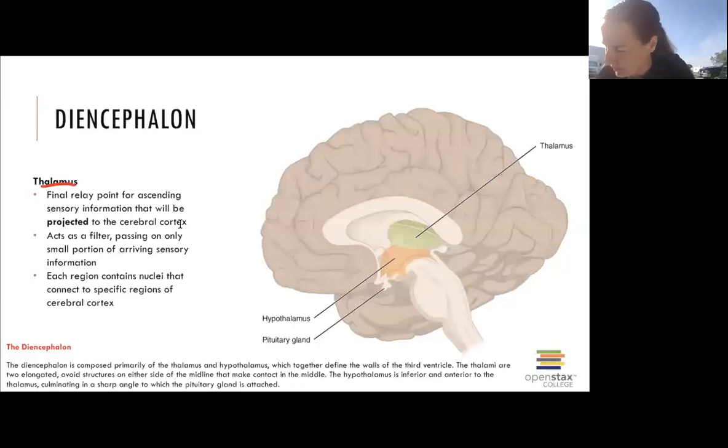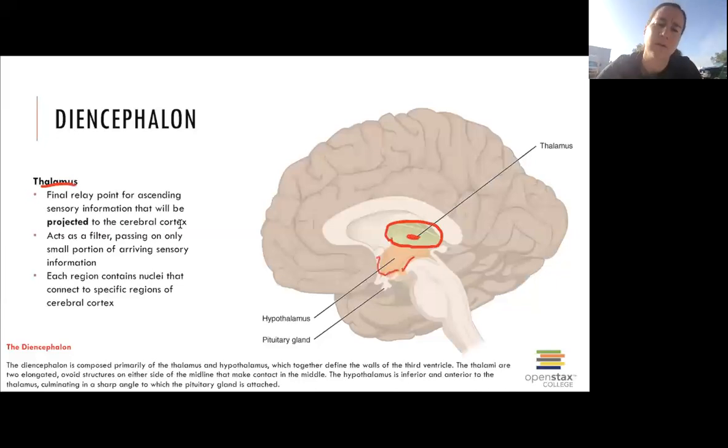Here's our thalamus in green, and it looks like the eye of the rooster. It is, again, the gatekeeper, a relay for processing information. We have the intermediate mass, which connects both sides there. It's the intermediate mass, this commissure of fibers. The hypothalamus is this guy.